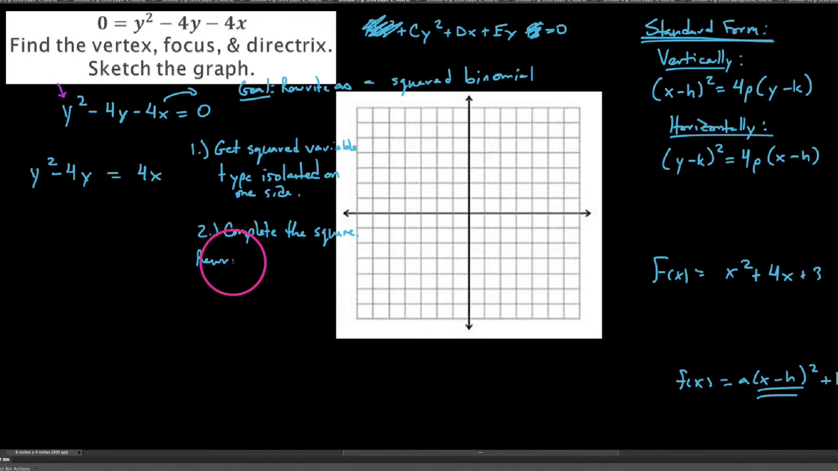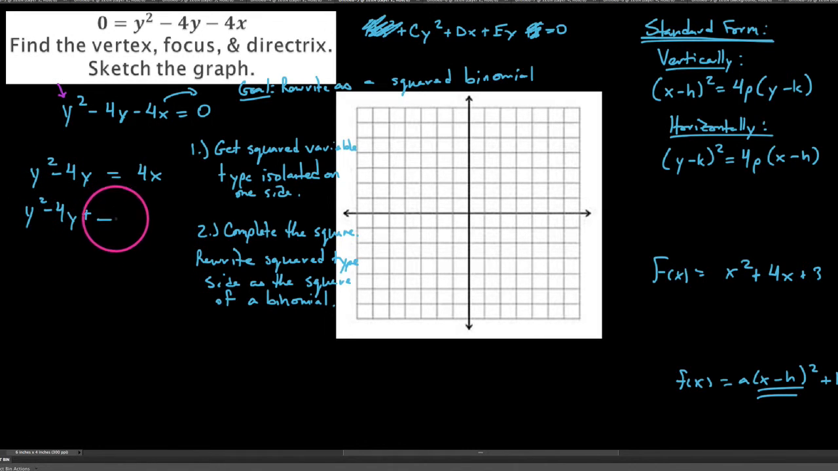Rewrite the squared type side as the square of a binomial. So that is to say that on this left side, we're seeing that we have y squared minus 4y plus nothing is equal to 4x plus that very same nothing. The question is, what would I want to add here in order to make this a perfect square trinomial?